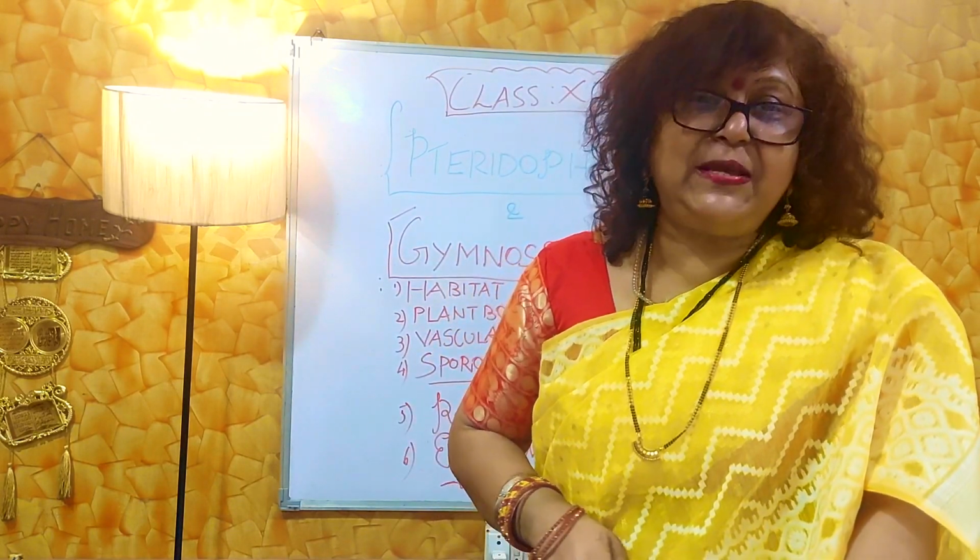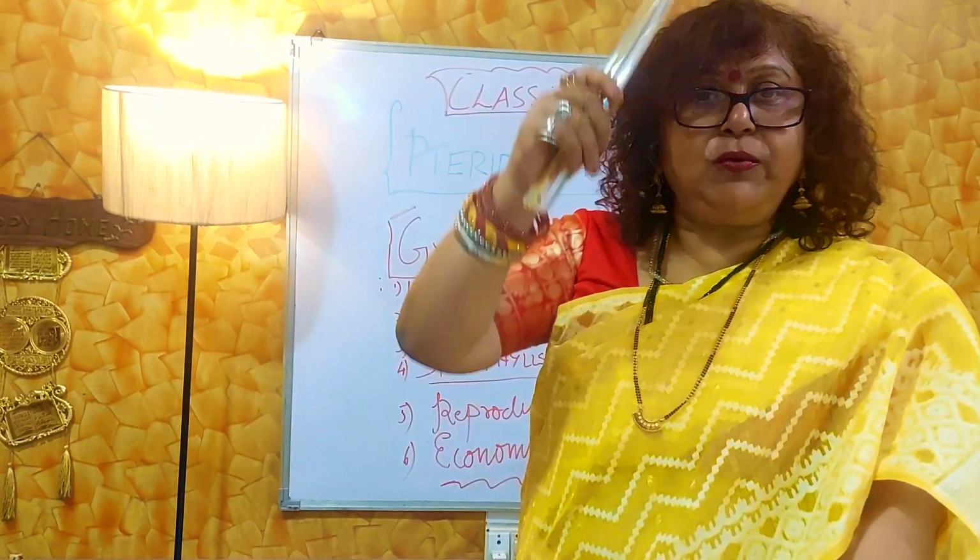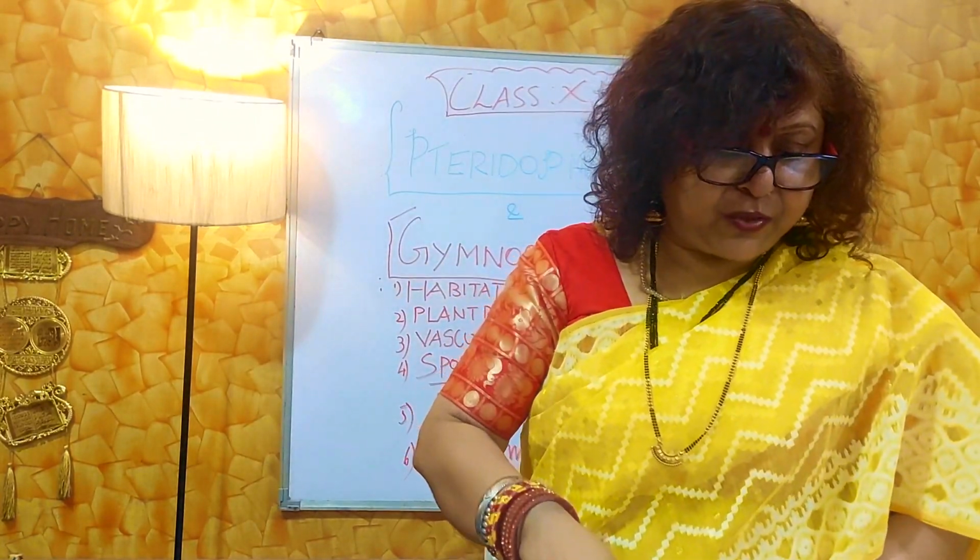Now, the smallest gymnosperm is Zamia. That is only 25 centimeters. So the tallest one is in this group, and the smallest one is also in this group. Now we come to the entire plant body of the gymnosperm, as you saw in the figure.